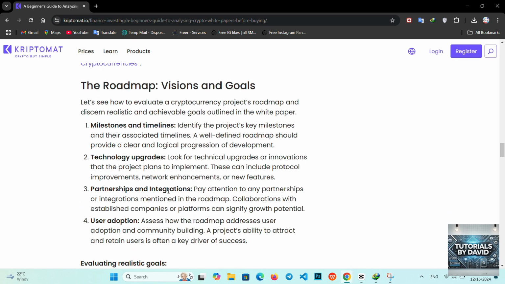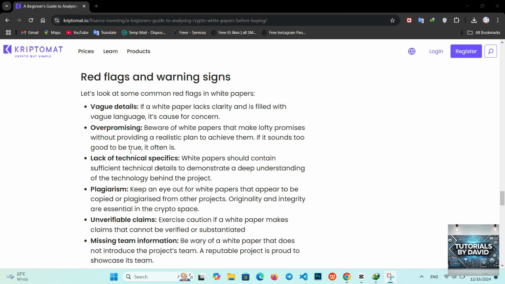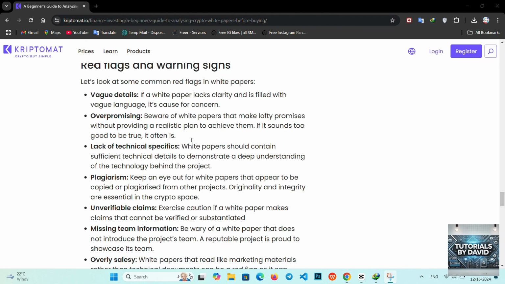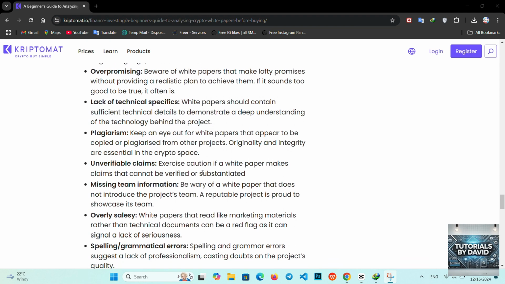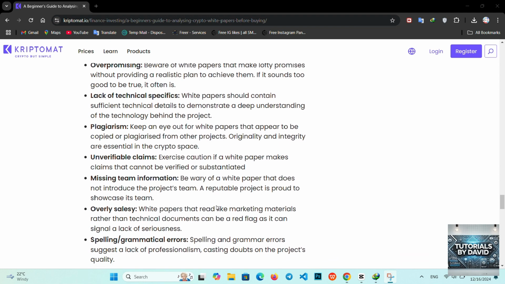Always prioritize transparency and avoid overly complicated jargon or vague promises. By following these steps, you can make better informed decisions about a project's value and potential risks.